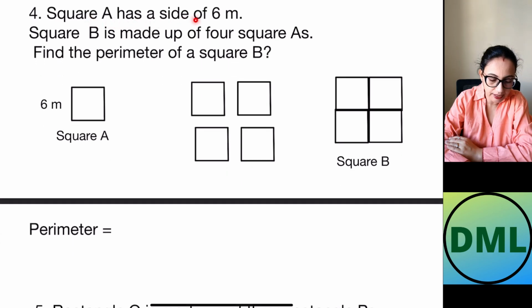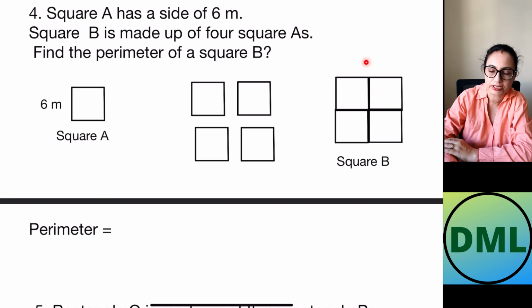Square A has a side of 6 meters. Square B is made up of 4 square A's. Find the perimeter of the square B. You have a square A of the side 6 meters. Such 4 squares you have, and you are making a square B while joining these 4 squares. You need to calculate the perimeter of this square B.